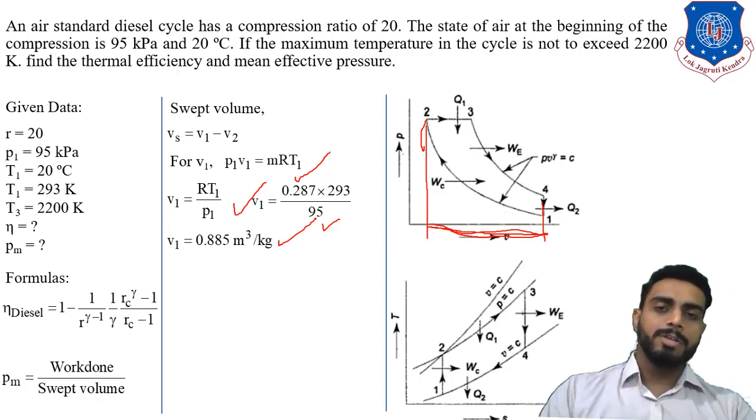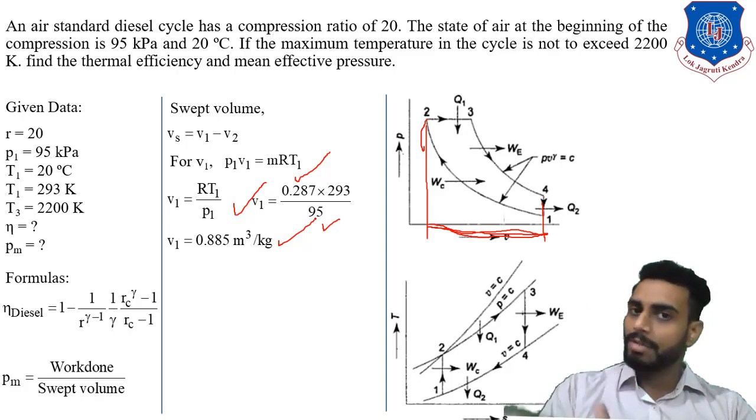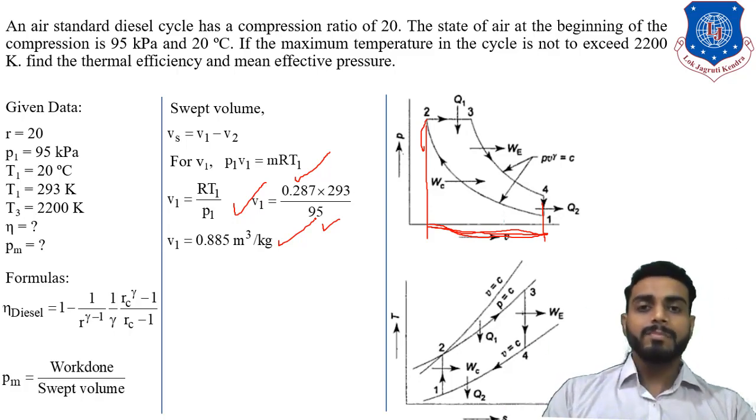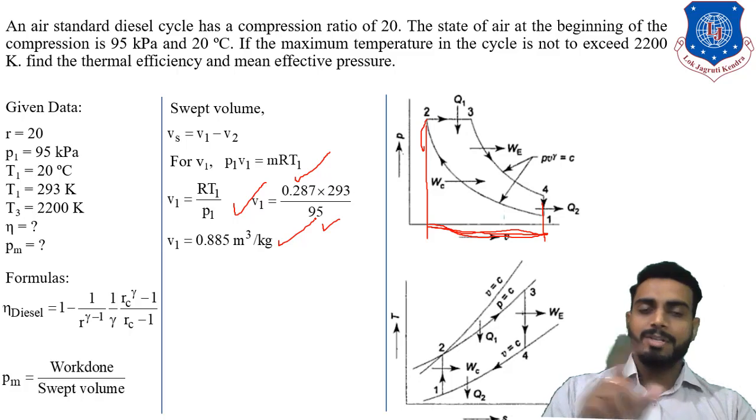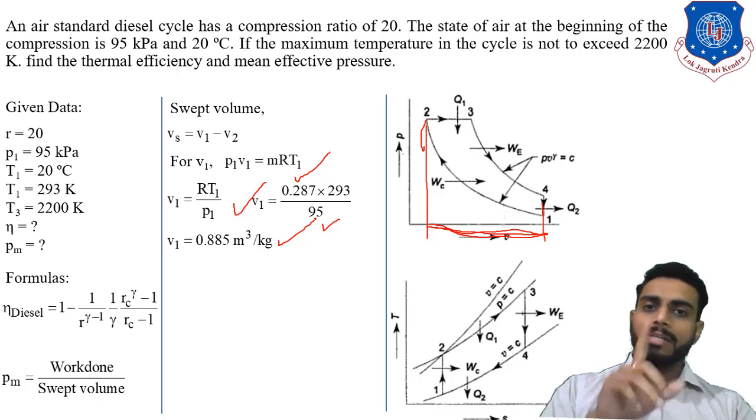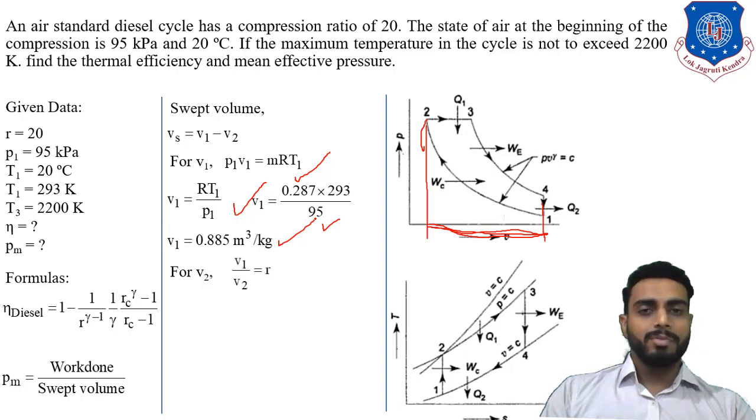So just pause the video and think by yourself, how can you find out the V2? Okay, so simple. You have the compression ratio R. So R is equal to what? Nothing but the ratio of V1 and V2, right? So R is equal to V1 by V2, and in that equation make V2 the subject.